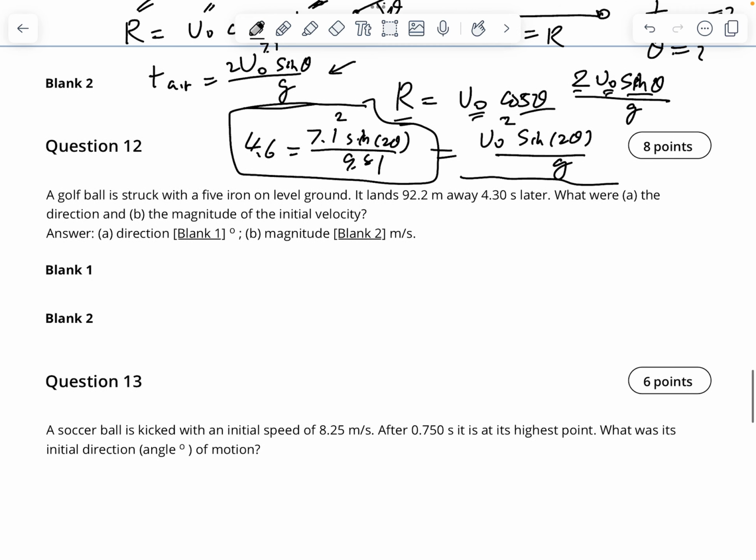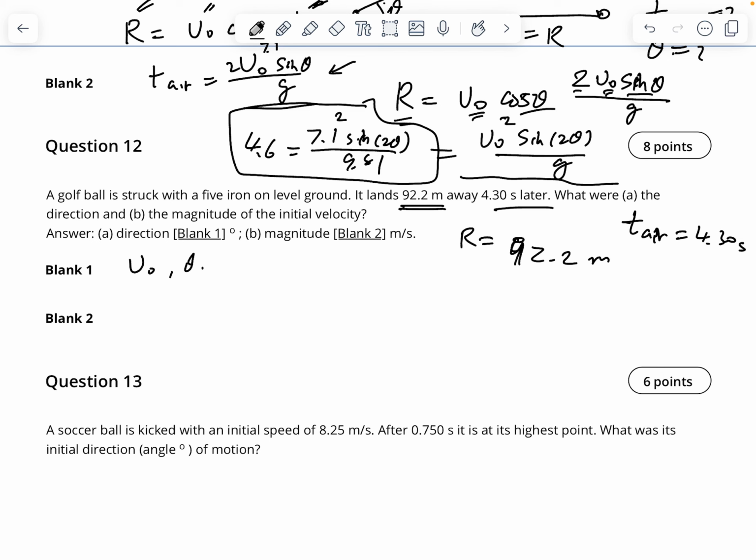Number 12. A golfer strikes a ball with a 5 iron on level ground. It's landing 92.2 meters away, so basically that's the range. The time in air is 4.3. What are A, the direction, and B, the magnitude of the initial velocity? So it asks you what V naught and theta are.